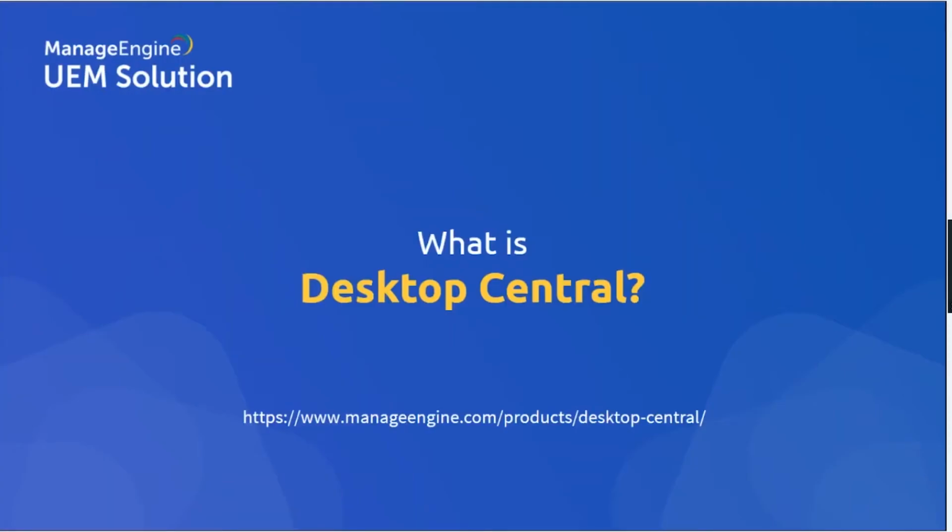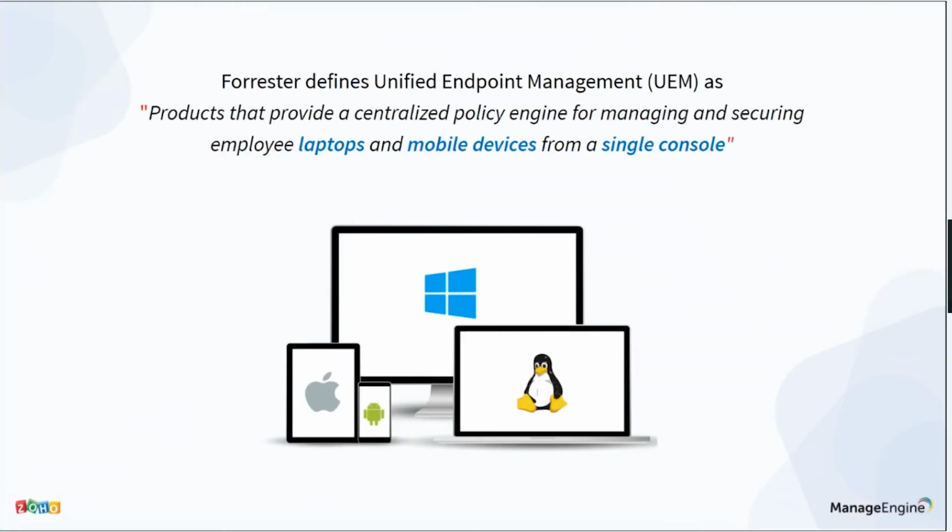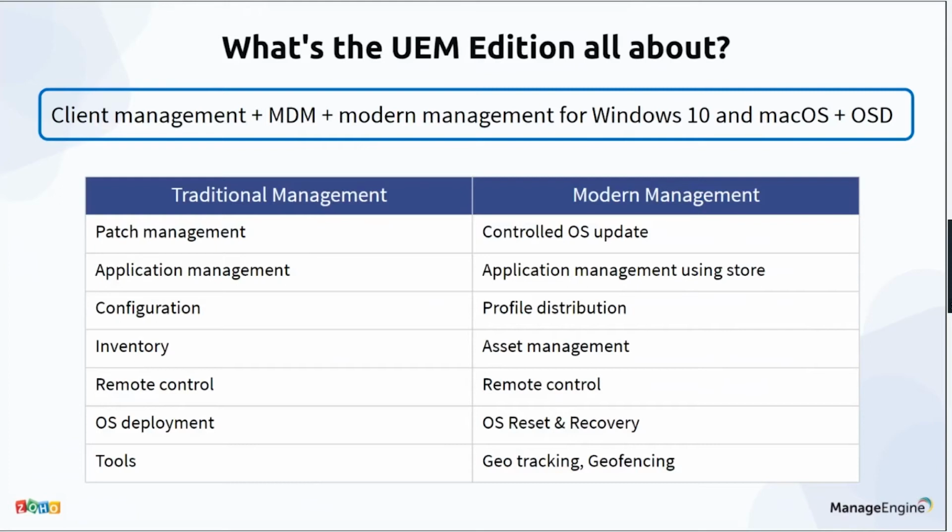So what is Desktop Central? To understand that, we need to know what UEM is all about. Forrester defines unified endpoint management as products that provide a centralized policy engine for managing and securing employees' laptops and mobile devices from a single console. So what is the UEM edition offered in Desktop Central all about?